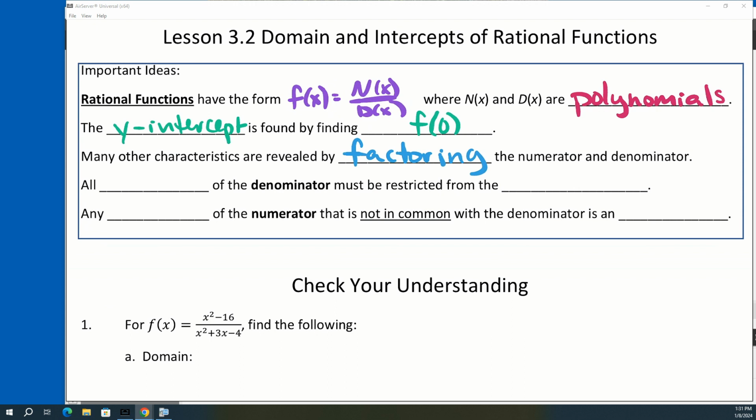That's probably going to be the most challenging thing for you today, to do the factoring. But I could be wrong. You might be really good at it. And then anything that makes the denominator 0 has to be restricted from the domain. So all zeros of the denominator must be restricted from the domain. And any zeros of the numerator not in common with the denominator is an x-intercept.